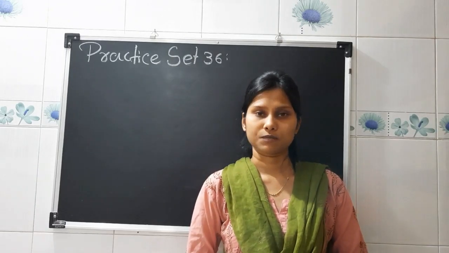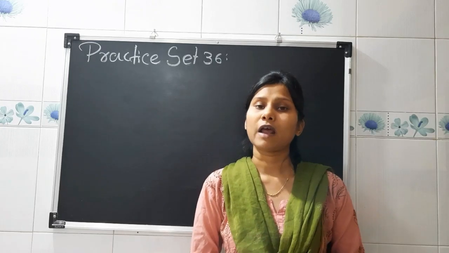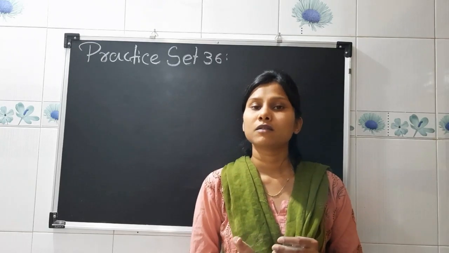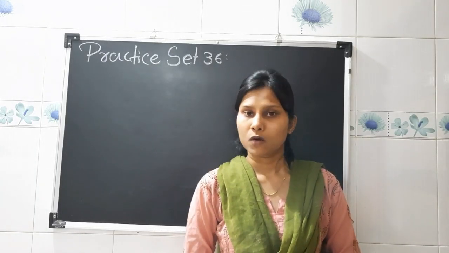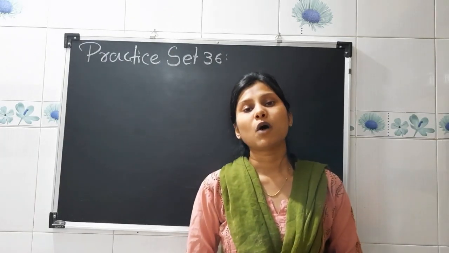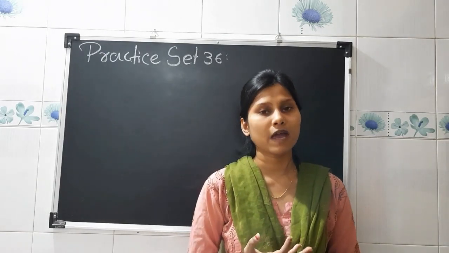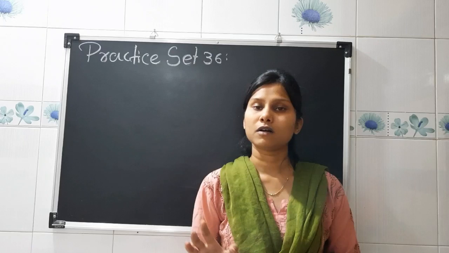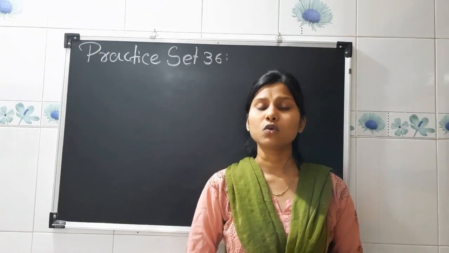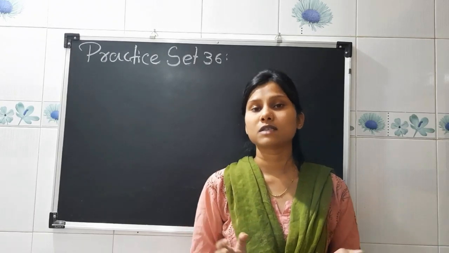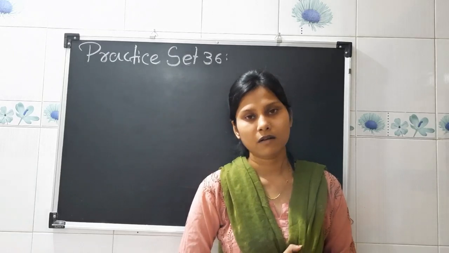So first, triangle. What is a triangle? A triangle is a closed figure that is made by joining three non-collinear points. Then we have seen the different types of triangles based on sides and based on angles. First, the types of triangles based on sides. A triangle having all the sides of equal length is called an equilateral triangle.